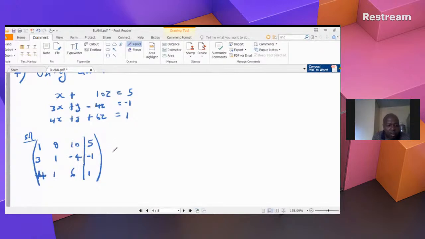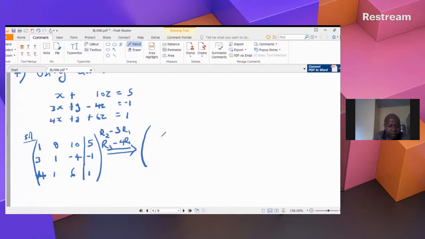Let's reduce this to echelon form. Lucky enough, we already have a 1 in this position. So we use it to create zeros here, where there's a 3, and a 0 where there's a 4. So how do we arrive at row 2? The new row 2 will be the old row 2 minus 3 multiplied by row 1. And how do we get the new row 3? It will be the old row 3 minus 4 multiplied by row 1.